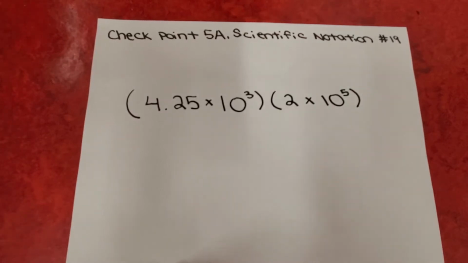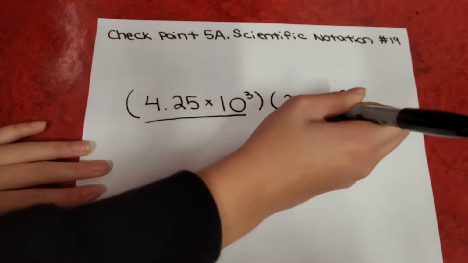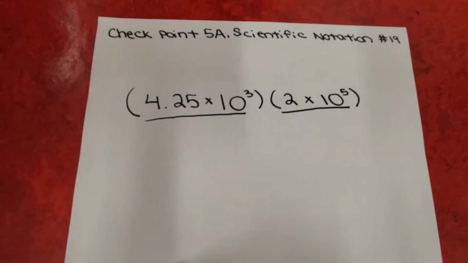Checkpoint 5A, Scientific Notation, Problem 19. 4.25 times 10 to the third times 2 times 10 to the fifth. So what this problem is asking us to do is to multiply this term by this term using multiplication.